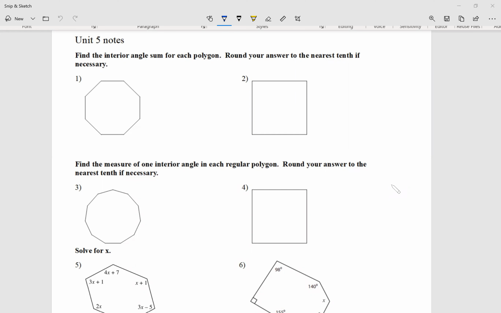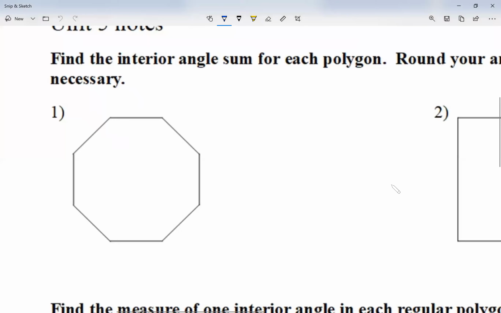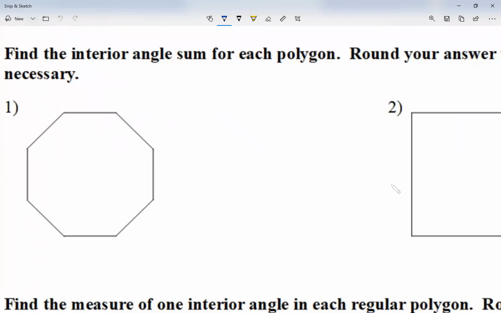Now here it says find the interior angle sum for each polygon. So that means if you break it down, interior angle sum. Interior means inside. Angle is basically the measurements of the corners, and sum basically means add. So interior angle sum says what happens when you add all the angles on the inside? What do they come out with?